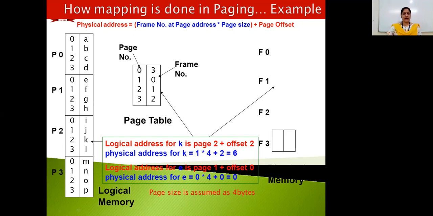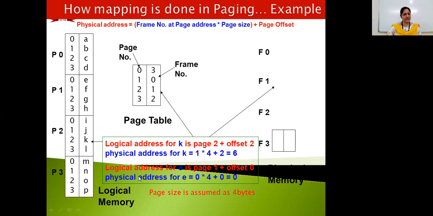So to make you understand once again, we will take an example of another byte. The byte E, the byte which is named as E, we will find out the logical address and the physical address. Again, try to locate where the byte E is there in the logical memory. You can see it is there in page number 1. And what is the offset? It is 0. So put the values, page 1 plus offset 0.